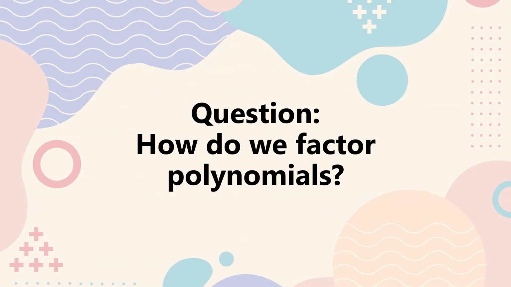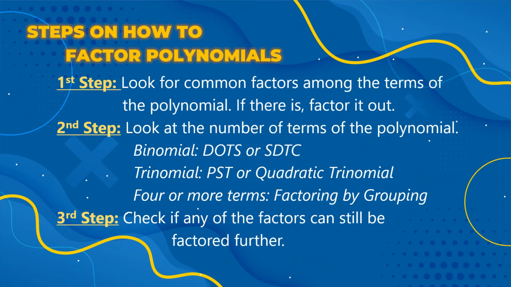So the question now is, how do we factor polynomials? We have here some steps on how to factor polynomials. There are 3 steps. First step, look for common factors among the terms of the polynomial. And if there is, factor it out.